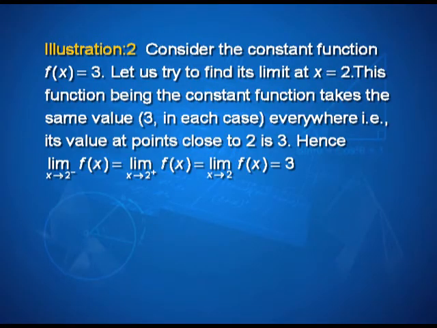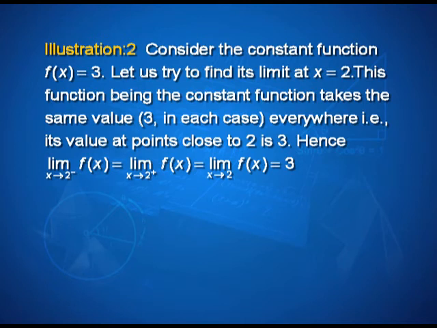Let us see another illustration here. Consider the constant function f of x is equal to 3. Let us try to find its limit at x is equal to 2. This function, being the constant function, takes the same value, that is 3, everywhere, that is, its value at points close to 2 is 3.